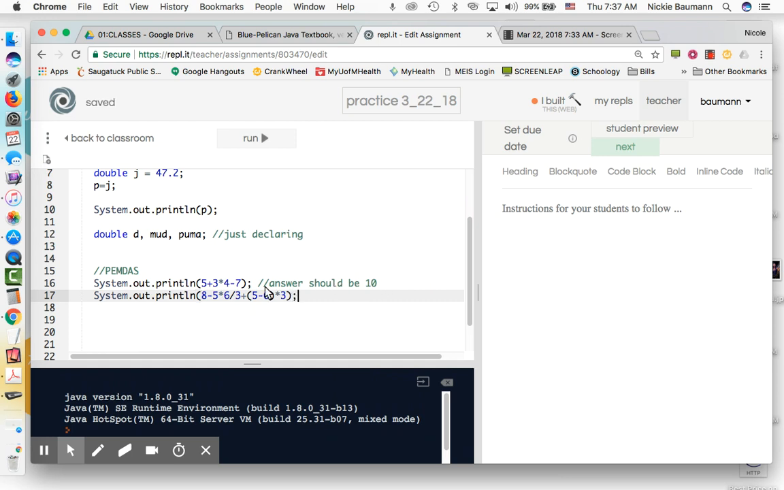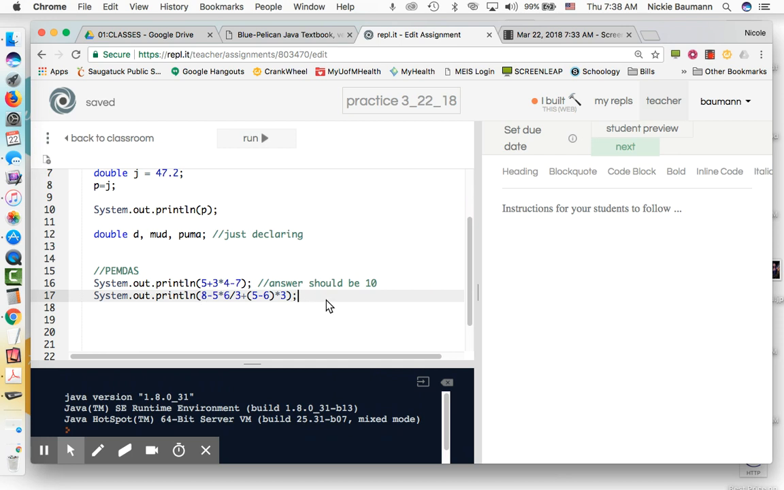Okay, so first we're going to do what's in the parentheses. You got a negative 1. Okay, so if you were really looking at this, you'd have then 8 minus 5 times 6 divided by 3 plus negative 1 times 3. So we now have to do our multiplying, our division, and then go back across and do our subtractions.